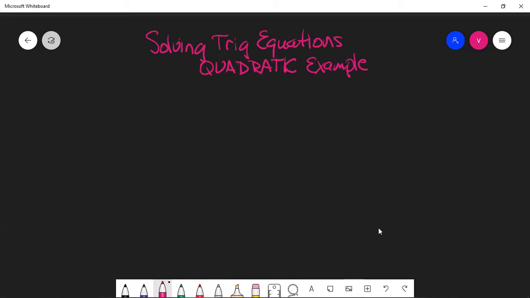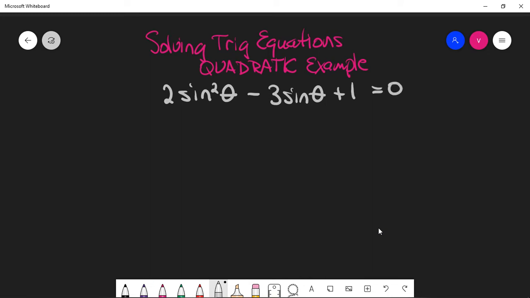So we have one last example we're going to work on for today. It is solving trig equations that resemble quadratic equations. So I'm going to write this down. You can do this, don't worry. So we have 2 sine squared theta minus 3 sine theta plus 1 equals 0.